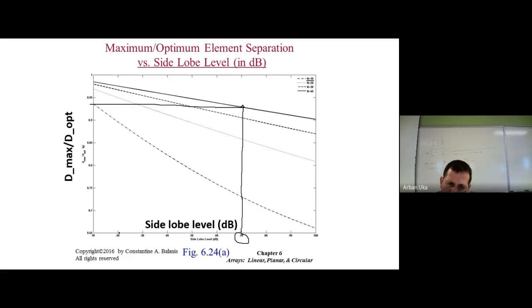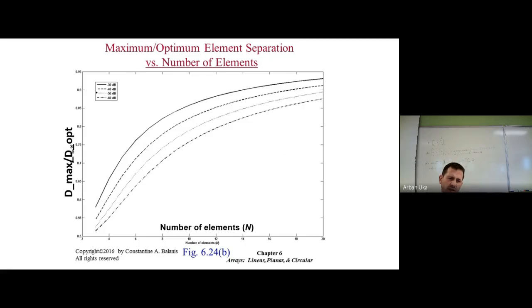Similarly, if we want a ratio which is in the order of 20, then for 30 antennas, we are going to get a Dmax divided by D optimal, which is larger than 0.95. So it is going to be something like 0.96 times lambda.